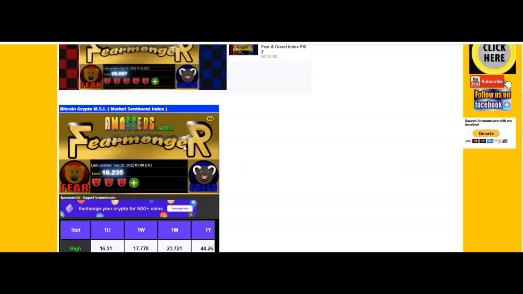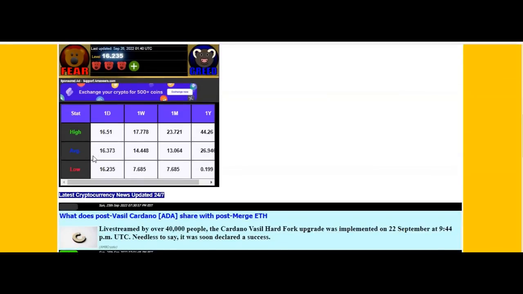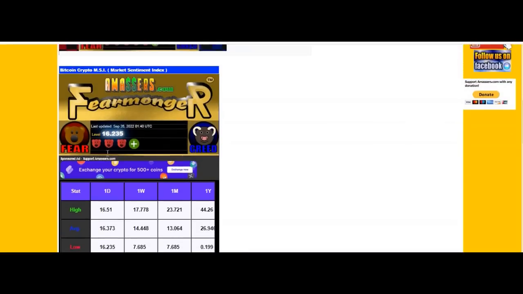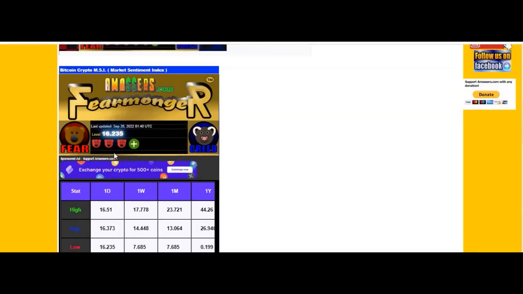This is our fear monger tool. It's a volatility index. It's our custom volatility index which monitors Bitcoin. If you're not familiar with volatility indexes, one that's very popular is the VIX. It's a volatility index for S&P 500, and there's an old axiom which says if the VIX is low, time to go. If the VIX is high, time to buy.